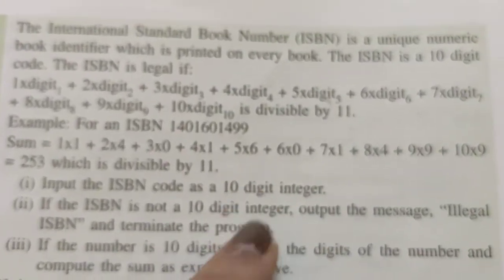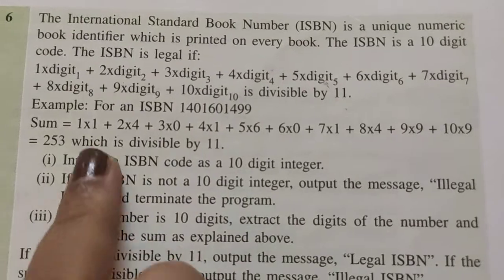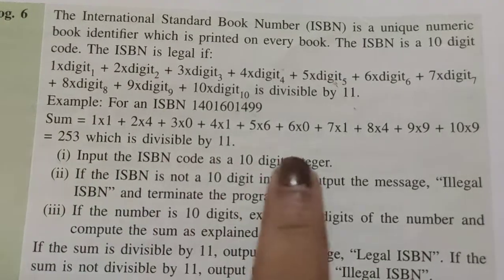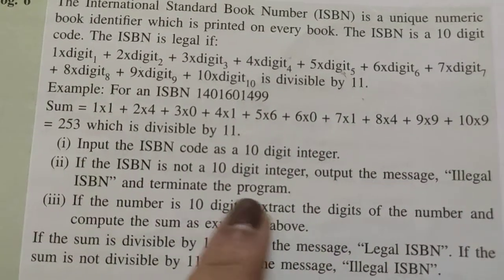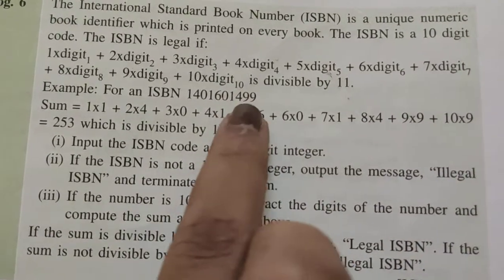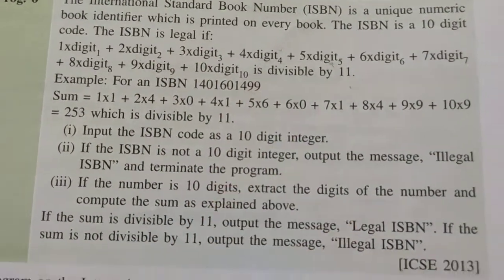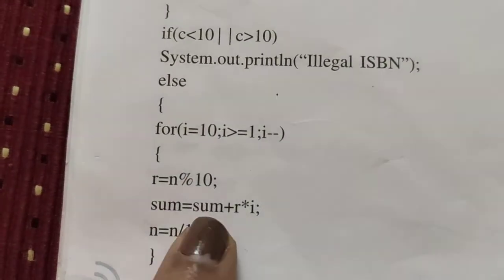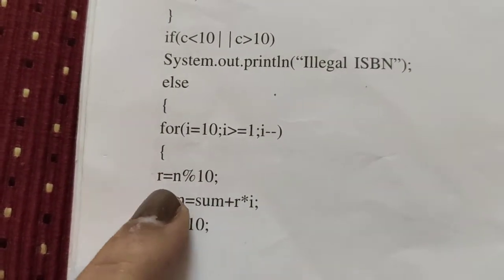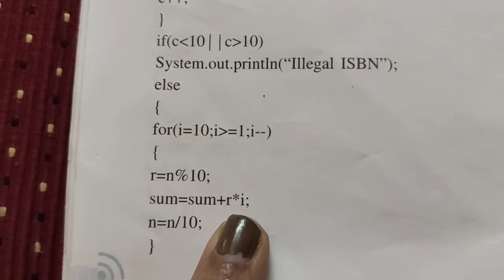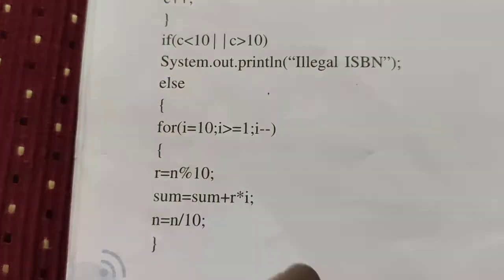See here, the first number, the leftmost number, is multiplied by 1 and the rightmost number is multiplied by 10. When you do the mod 10 with this number, you will get the rightmost number first. So this is the reason they have given i is equal to 10 in this loop. That r into i, the rightmost number only you are first getting, so that number into 10 only should be multiplied with that. That is the reason they have given i is equal to 10.